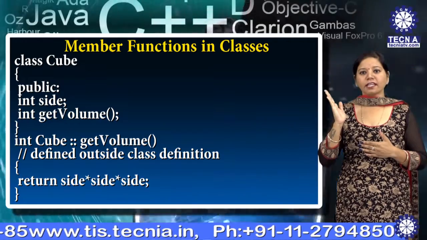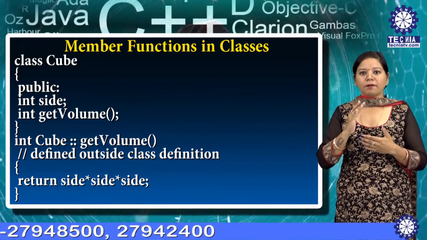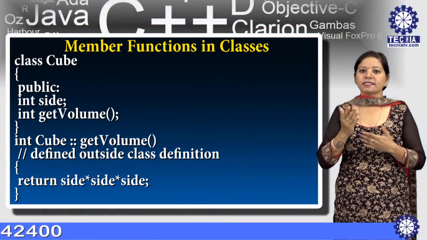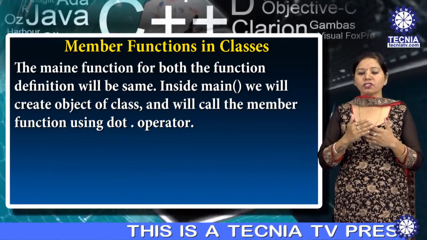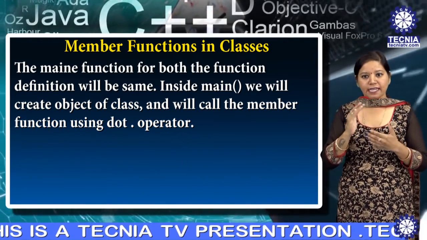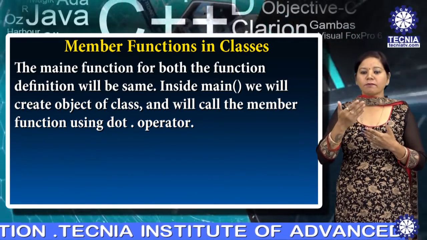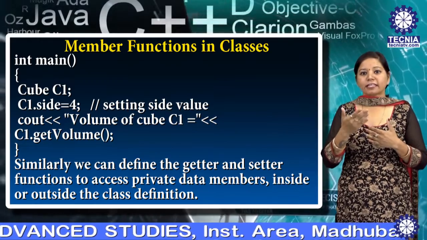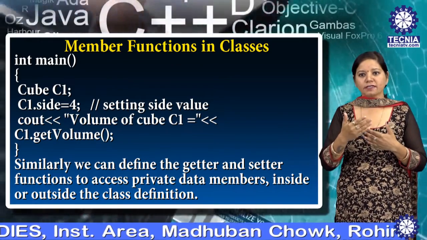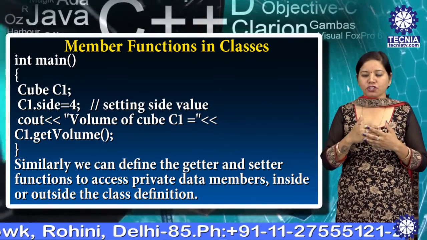Here we have taken a class cube and we have taken a public member function getVolume and it is defined outside the class. The main function for both the function definitions will be the same. Inside main, we will create object of the class and will call the member function using dot operator. Similarly, we can define the getter and setter function to access private data members inside or outside the class definition.